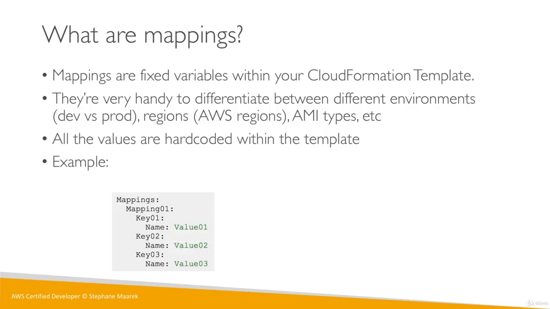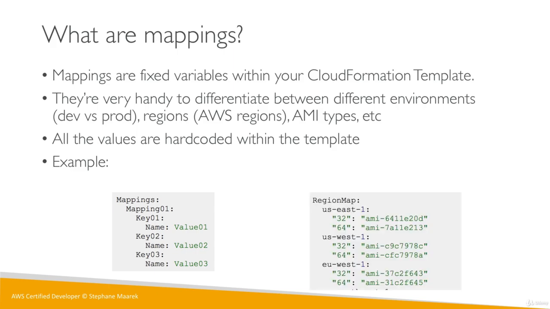As an example, here is a mapping, and this is how you write it. So you have a mappings section, and then you have the name of the mapping, then you have a key, and underneath you have keys called name and values. So it's quite a low level type of architecture. And so to make it more concrete, we may have a region map to map regions to AMIs. And so we're saying, okay, within US East 1, US West 1, or EU West 1, based on if you choose a 32-bit or 64-bit type of architecture, here is the AMI ID you should be using. So overall, this is just a hard coding saying, okay, based on where the template is being run, this is the AMI I want to use.